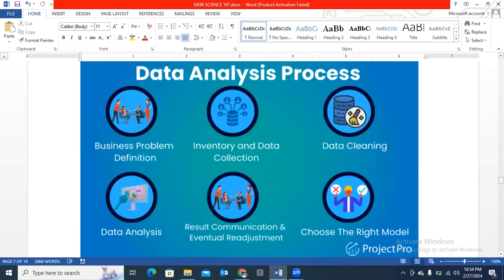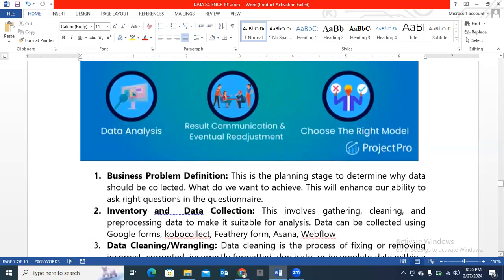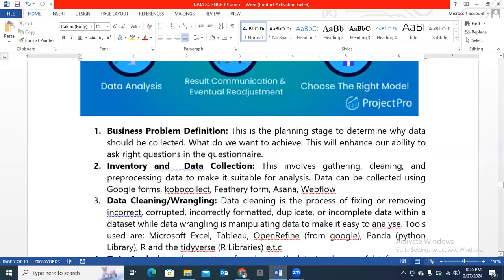The next is that you now get your data. After getting your data, like I said, all might not be complete, so you now do data cleaning. After your data cleaning, what else do you do? You do data analysis. When you must have analyzed and gotten results, you need to communicate your results in a way that everyone can understand. Anyone who reads it can understand. That's result communication, so data visualization. Your data analysis is not complete without data visualization. So business problem definition is the planning stage to determine why your data should be collected.